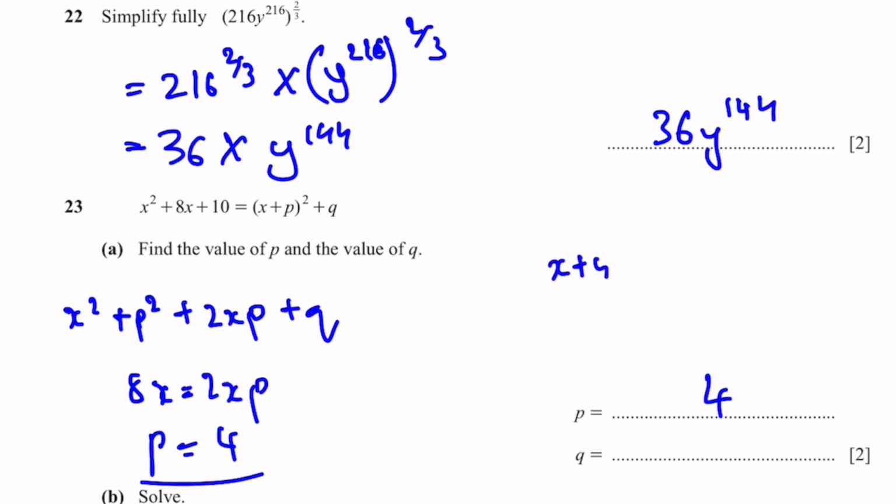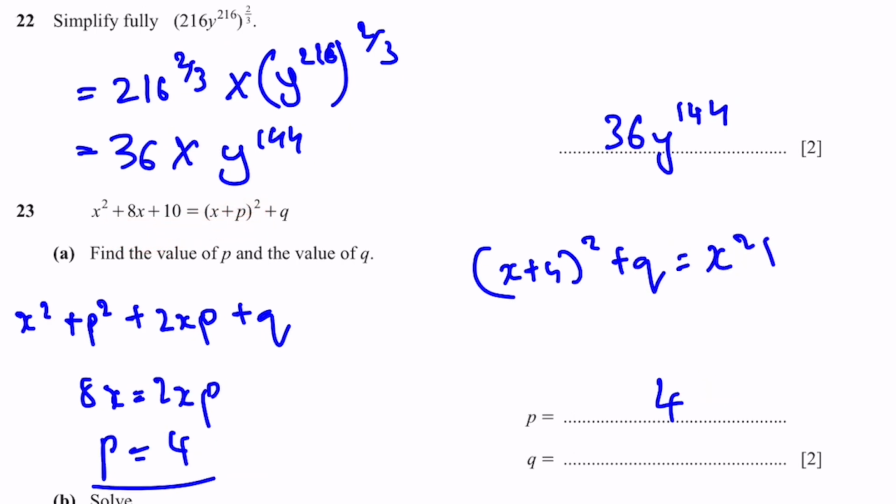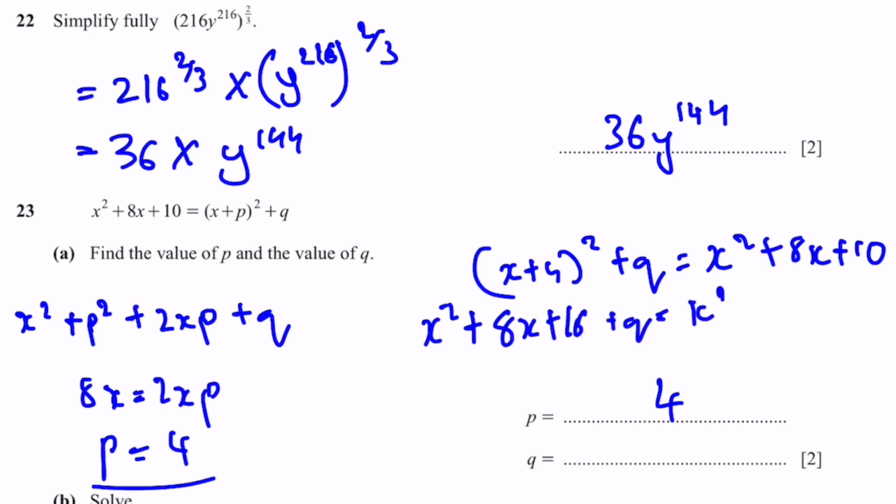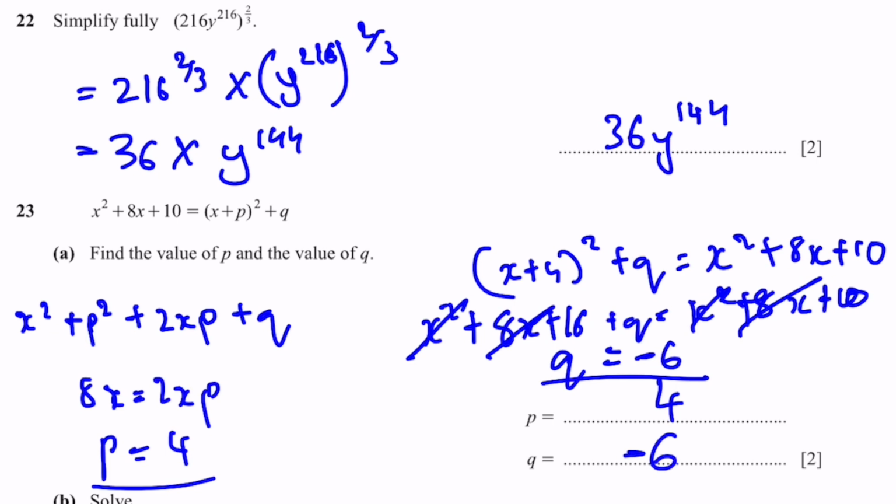So x plus 4 the whole squared plus q is equal to this quadratic equation, which is x squared plus 8x plus 10. When we multiply it out, we get x squared plus 8x plus 16, and we add q as well, we get x squared plus 8x plus 10. We can cancel x squared and 8x from both sides, so 16 plus q is 10, and q is equal to minus 6. That's the answer.